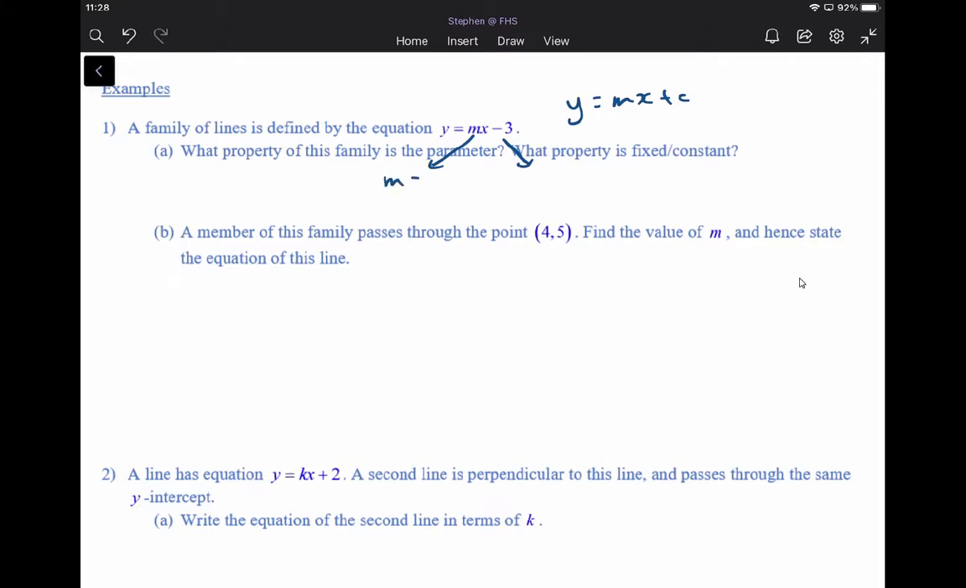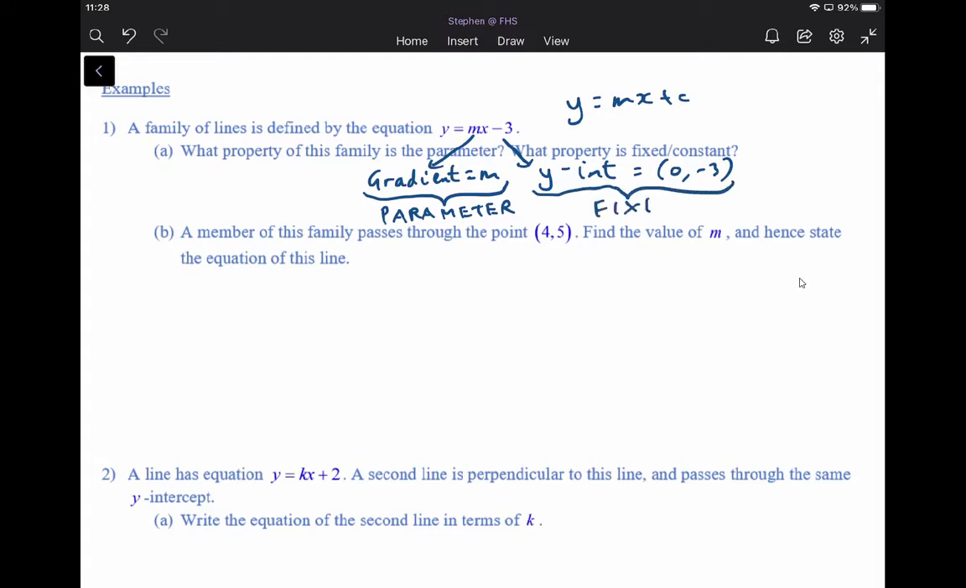So our gradient, well, that's just m. So I'll just write gradient is equal to m, and our y-intercept is equal to 0, -3. In other words, the parameter is the one that's changing. So this is our parameter. And what property is fixed / constant? It's the y-intercept. So we're going to call that fixed. There we go. So this is a family that has a varying parameter as well as a fixed y-intercept.